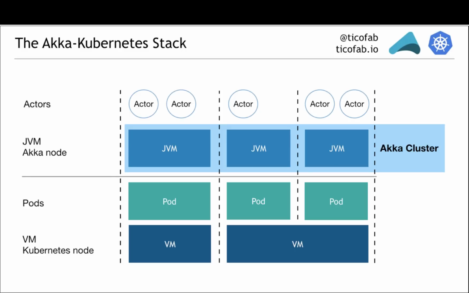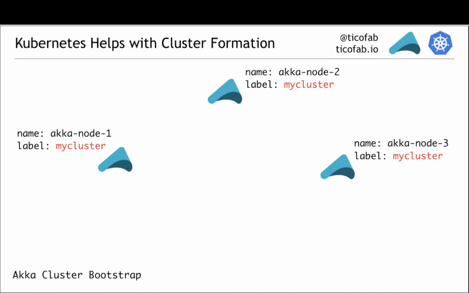And so Kubernetes is already helping us with resource provisioning, spinning our nodes up and down. But not only that, Kubernetes can also help us with cluster formation. So let's say that you have these three nodes, they are up, and they are named differently, Akka node 1, Akka node 2, but they have one label. You can give as many labels as you want, and one label is in common to all of them.